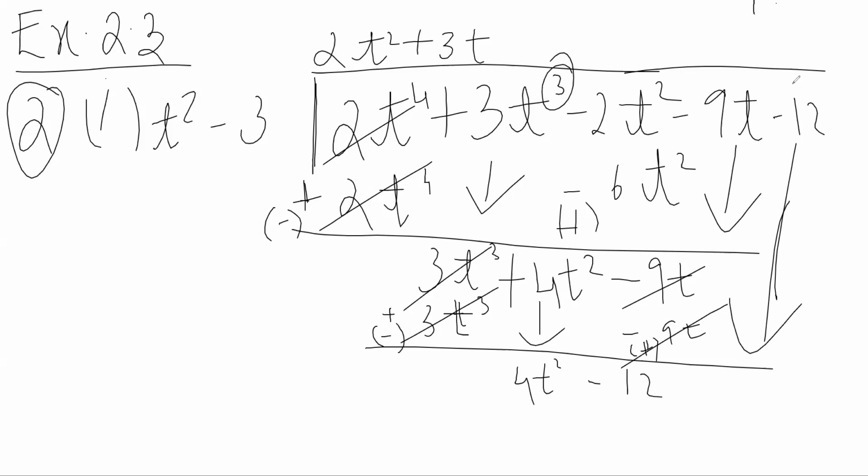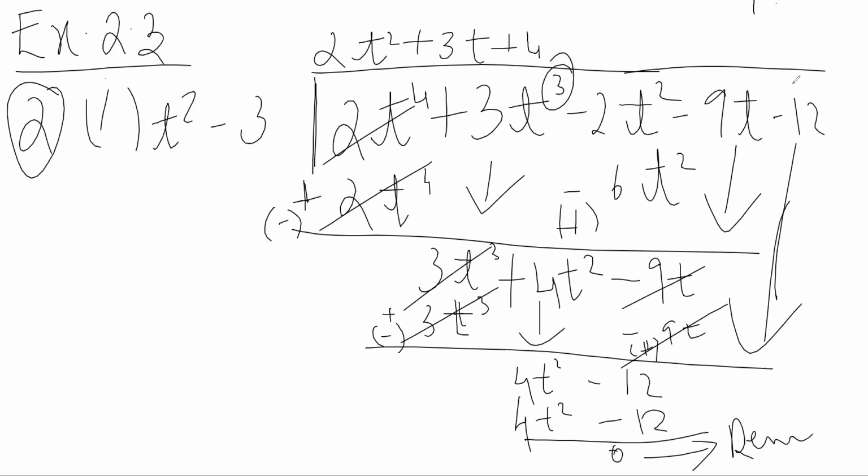Now what's the next thing we need to do? We need to eliminate 4t square. So you multiply this with plus 4. It will become 4t square and minus 12, 4 into minus 3 is minus 12. The remainder is 0. The remainder is 0.